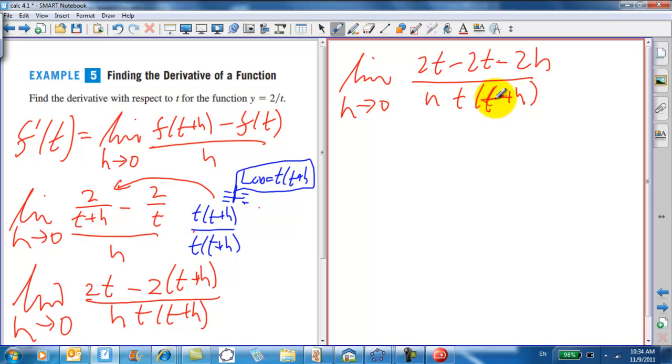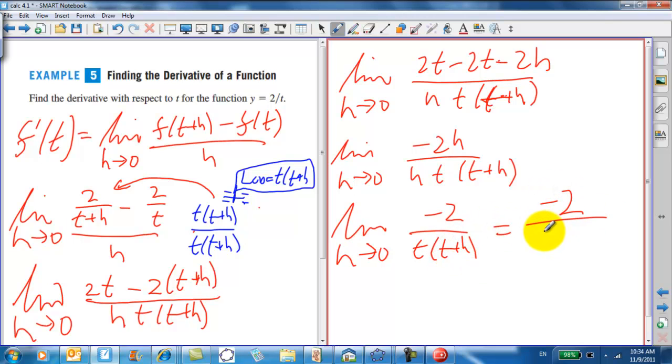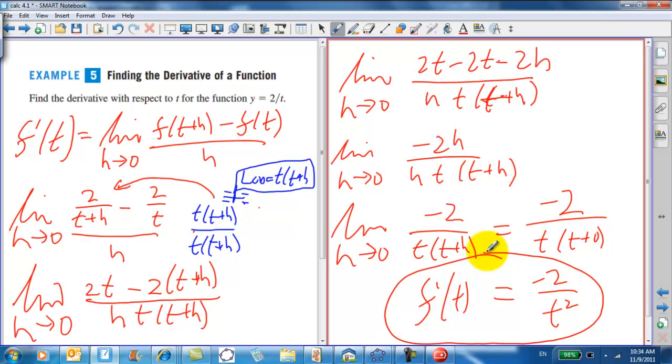That's a t. So the limit as h goes to 0 of negative 2h over h times t plus h. So finally now that h is canceled, it's negative 2 over t times t plus h. Now you can plug and chug because you won't get 0 over 0. You get negative 2 over t times t plus 0, or negative 2 over t squared. So that's the derivative, negative 2 over t squared for 2 over t.